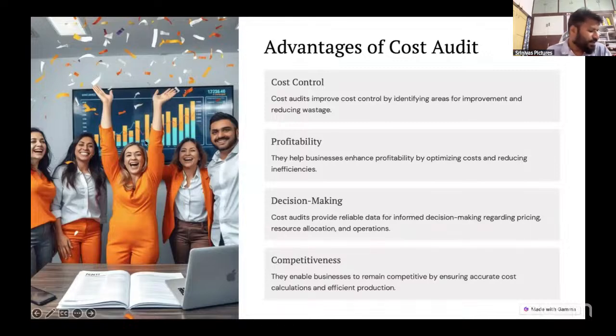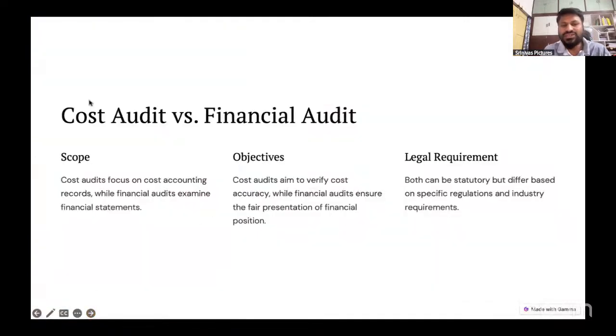Next, what is the difference between cost audit and financial audit? Cost audit focuses on cost accounting only, while financial audit focuses on the examination of financial statements. In cost audit, we are going to check and examine only cost records, whereas in financial audit, we examine all the financial records, that is, financial statements.